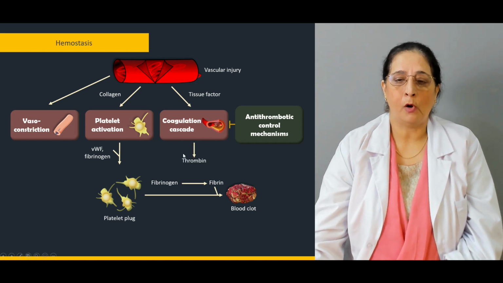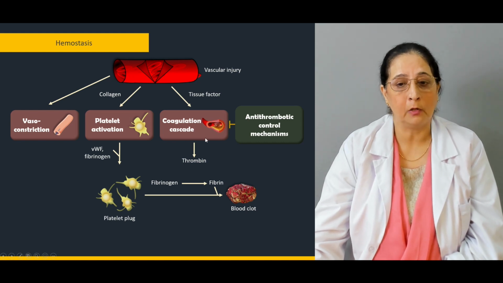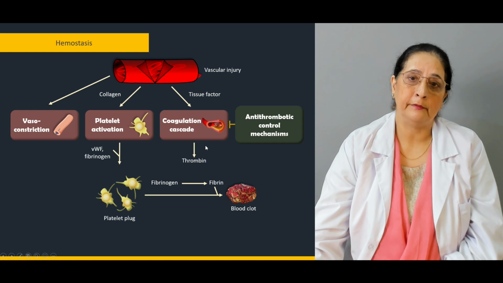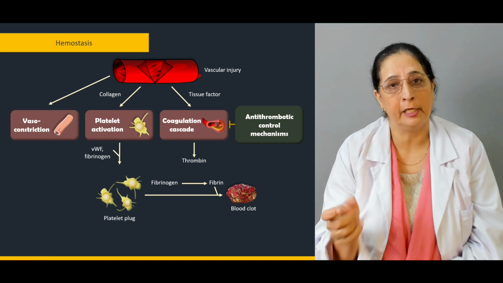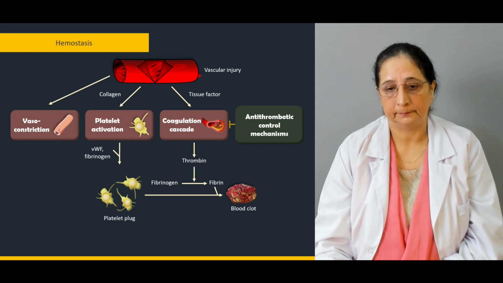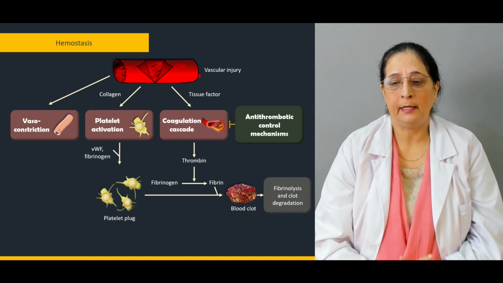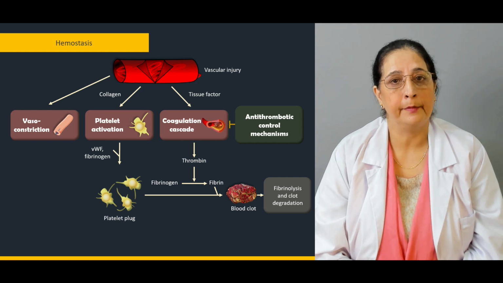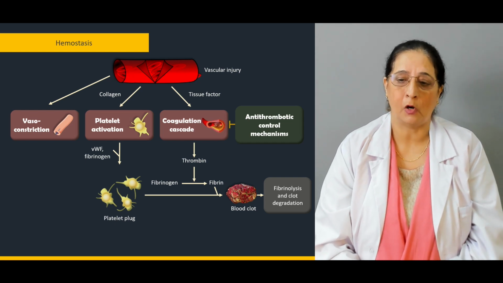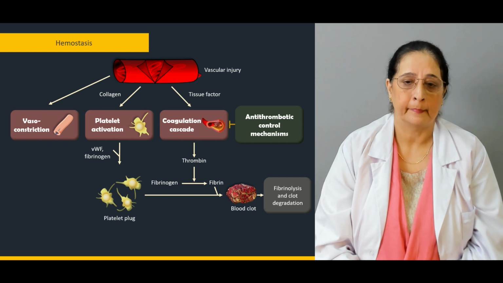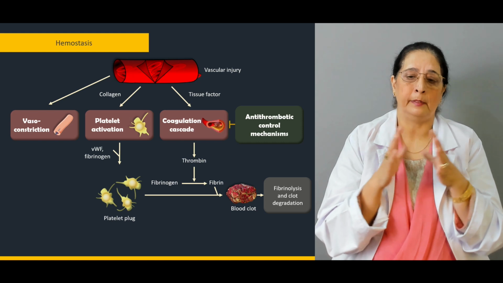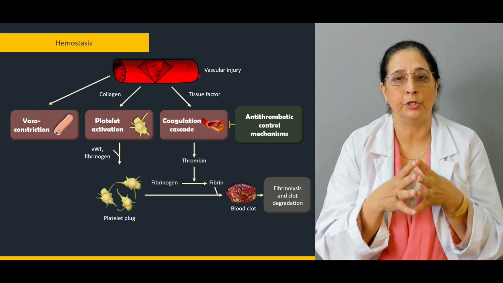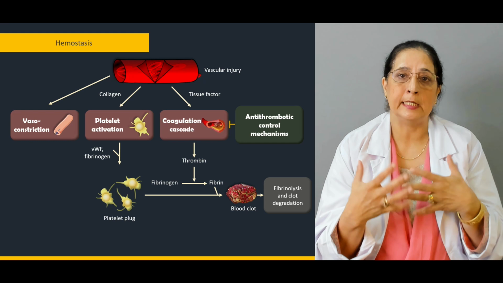And then in the coagulation cascade, we have thrombin also. Thrombin is another factor that plays an important role in the conversion of fibrinogen to fibrin. And then ultimately we have fibrinolysis and clot degradation. So if I summarize it, it's a very nice description of how hemostasis occurs.